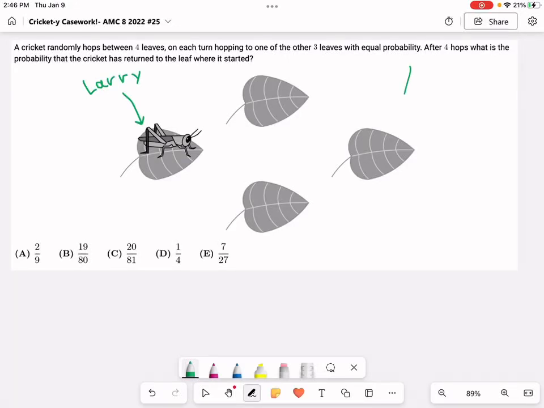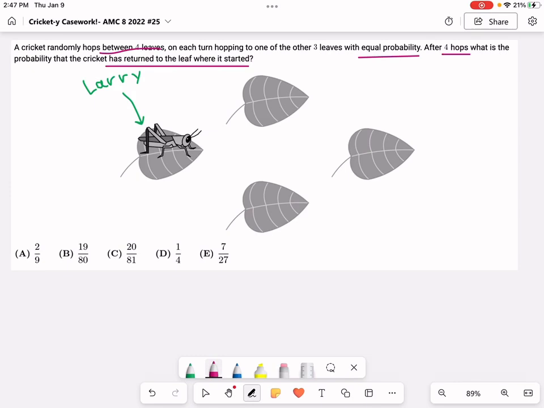We're going to be solving problem number 25 from the 2022 exam. So let's get started. A cricket randomly hops between four leaves. On each turn, hopping to one of the other three leaves with equal probability. After 4 hops, what is the probability that the cricket has returned to the leaf where it started?